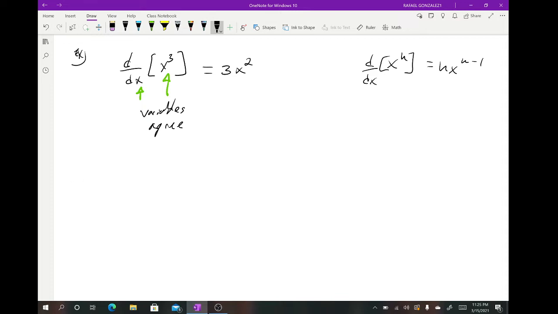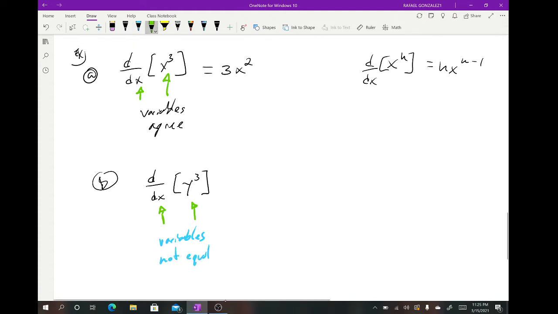But what if we have, let's call this A, the following scenario? What if we now are taking the derivative with respect to x of y cubed? So almost the same idea as before. Notice here that these variables are not the same. So the variables are not equal. So in this particular case, we will use the chain rule.